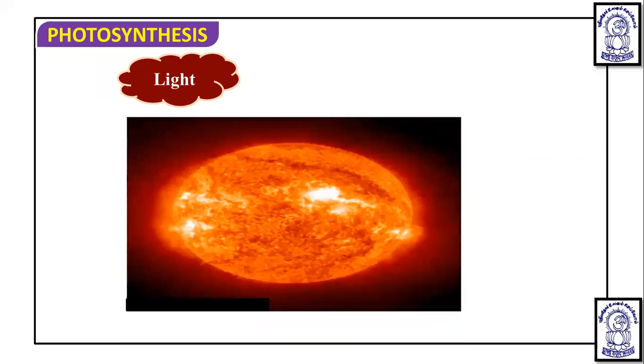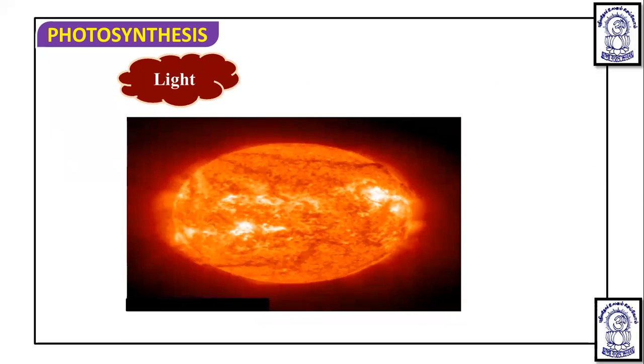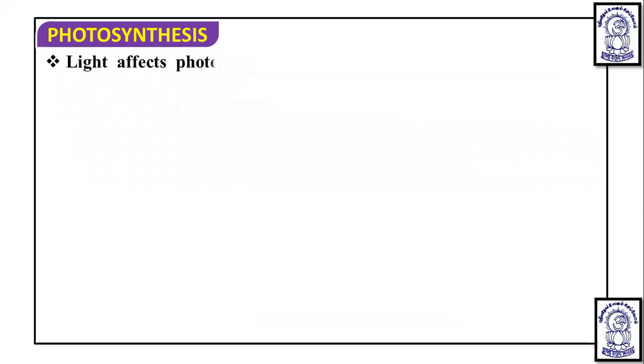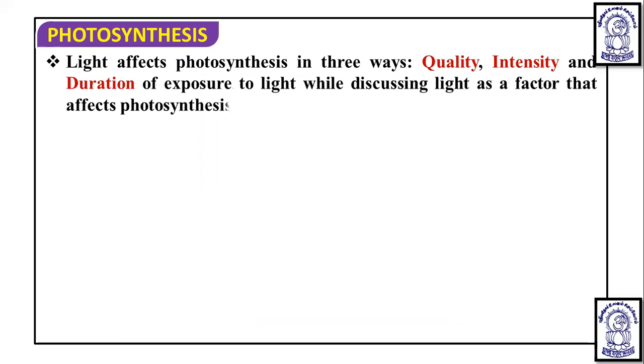So the factors which we are going to discuss one by one here are light, temperature, water, and so on. Sorry, first we are going to discuss light. Light affects photosynthesis in three different ways: one is light quality, one is light intensity, and another is the duration of exposure to light. While discussing light as a factor that affects photosynthesis, we are going to discuss these three ways.